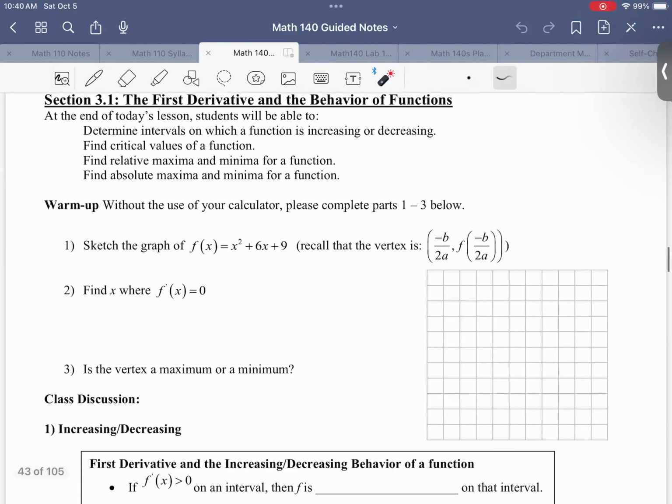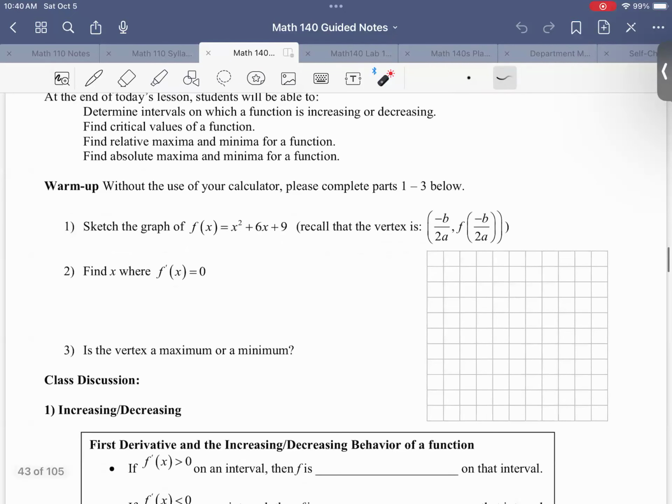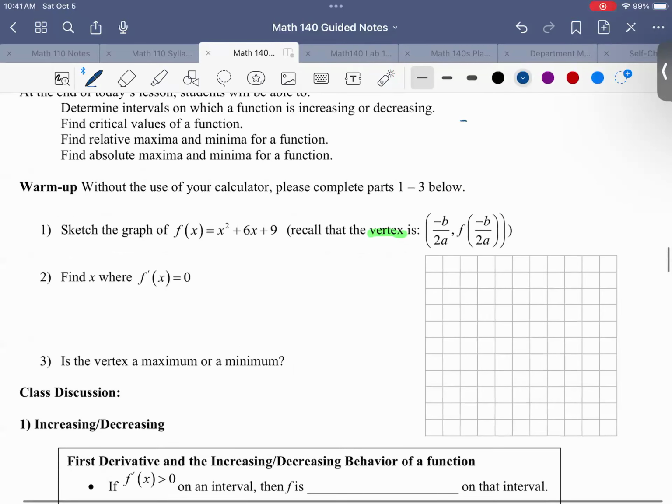Try this out if you want, maybe pause the video. What we want to do for number one is sketch the graph of this function right here. The easiest way to do that is to find the vertex, right? Find where the bottom, the min or max, of this quadratic is. Since it's quadratic, we can definitely do that. So here we have the formula for a vertex, right?